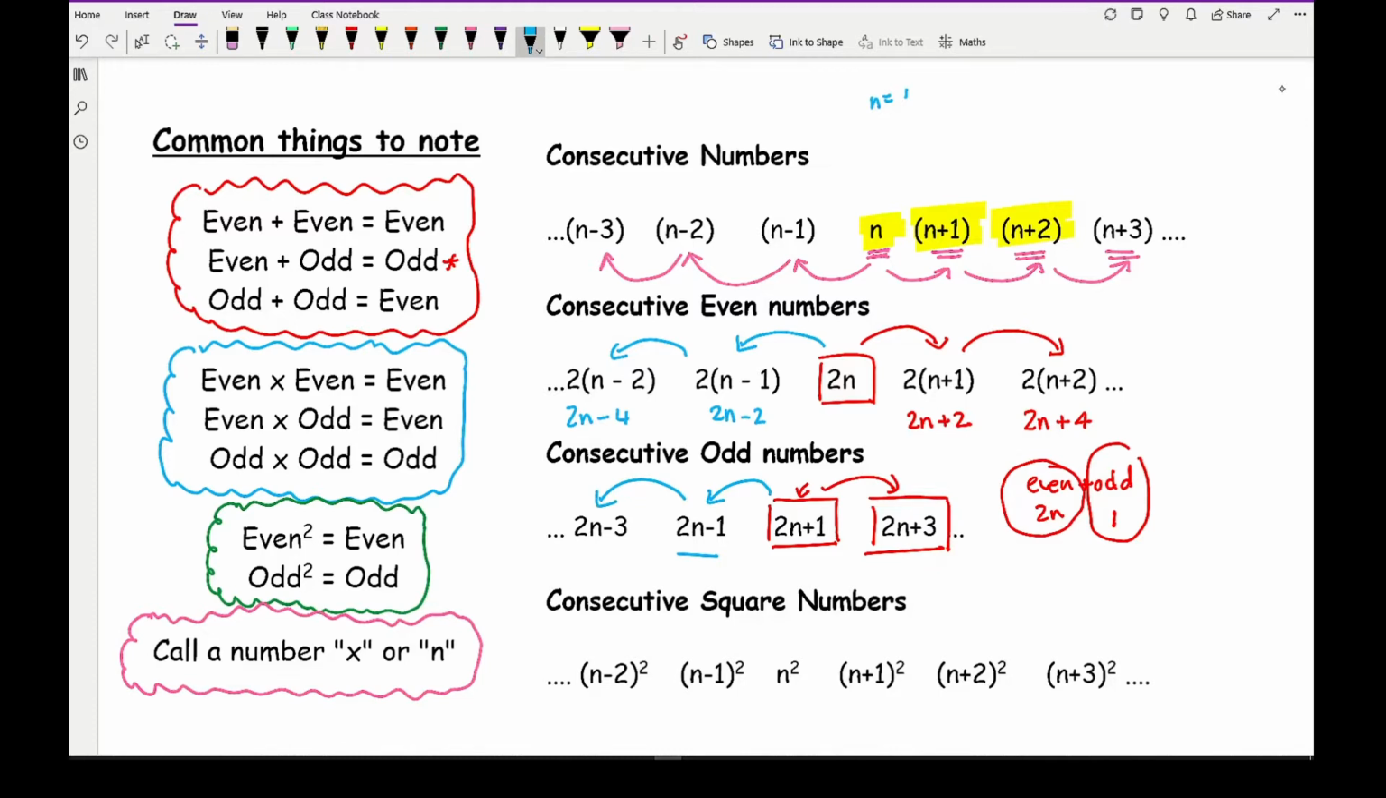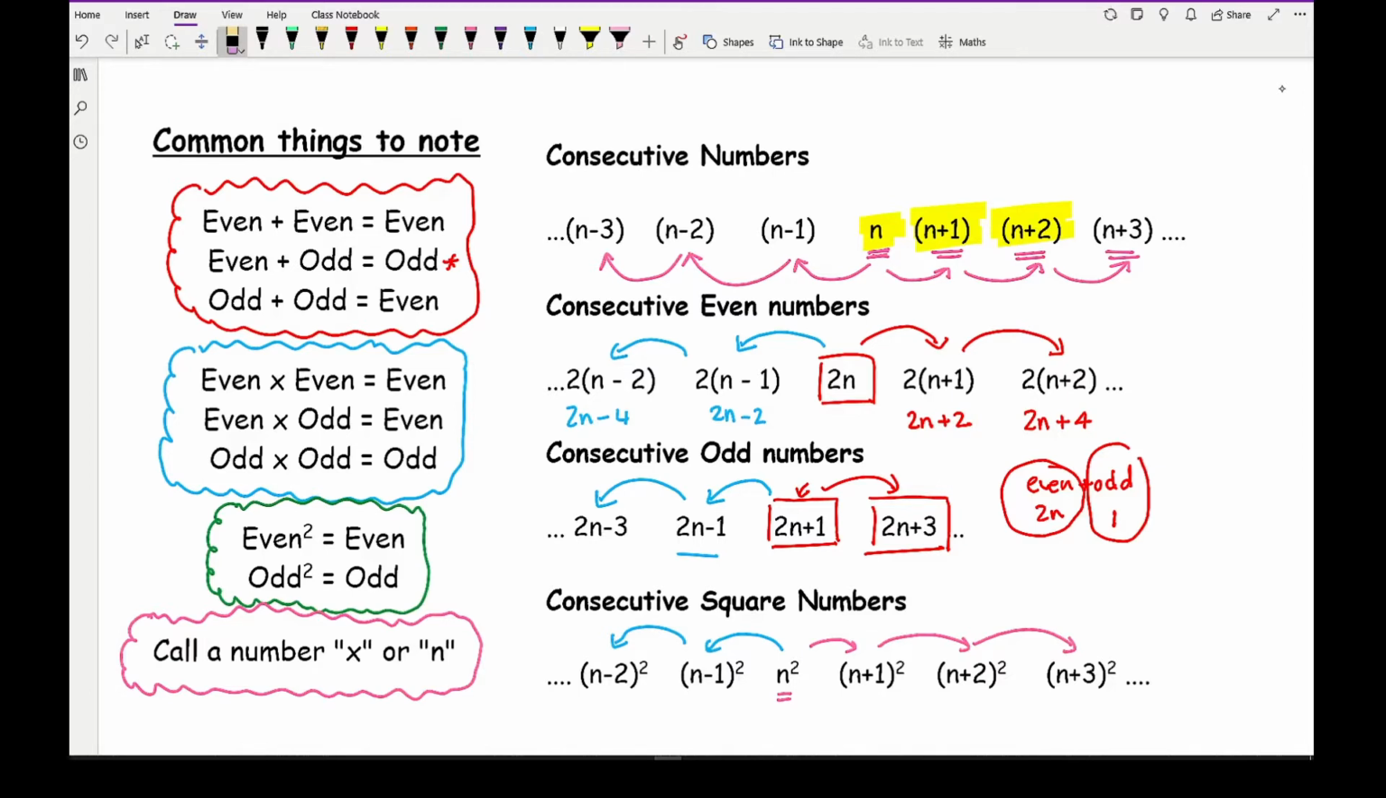Another type of question that tends to come up in algebraic proof is consecutive square numbers. If I start with my initial number being n, then the first square number would be n squared. The next would be (n plus 1) squared, then (n plus 2) squared, and the fourth number would be (n plus 3) squared. Likewise, for previous numbers, it would be (n minus 1) squared, (n minus 2) squared, etc. So it's really important that you understand what consecutive numbers mean and how to write them algebraically going forward with other types of questions.